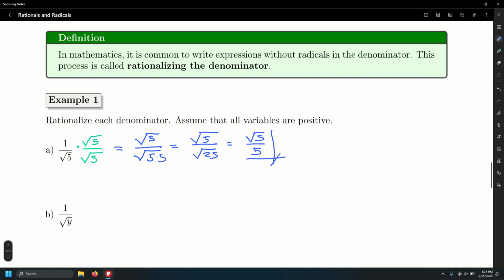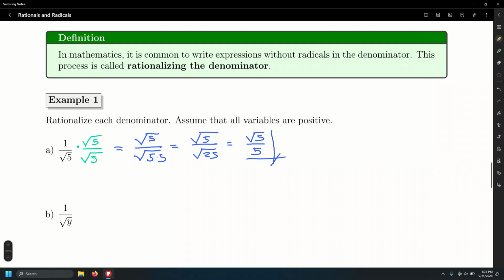And again, the trick is to multiply numerator and denominator to make the denominator a radical of a product of a perfect square. So when you take the square root of that perfect square, see how there's really no radical in the denominator. All right.